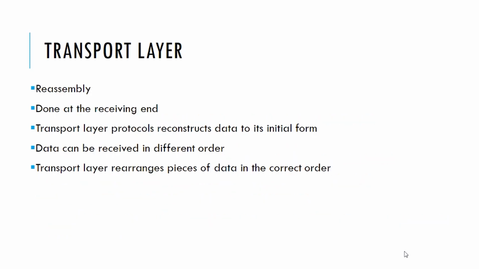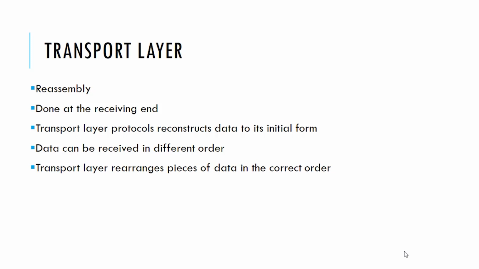The second functionality of the transport layer is reassembly. Reassembly means assembling the pieces of data arriving at the receiver side into the same form, the same initial form, that has been sent from the sender. This reassembly is done at the receiving end.